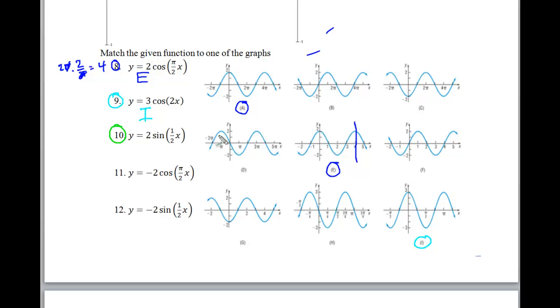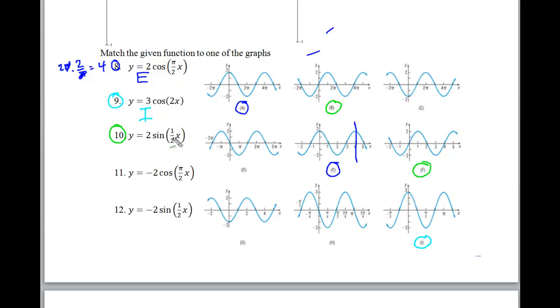Problem 10 is a sine wave that starts at 2. So let's look at all the sine waves here. That's a cosine. Here's a sine wave that has an amplitude that goes to 2. This is a negative cosine. This is a negative sine. This is another sine wave that goes up to 2 and starts at 0 there. And these two. So it's between B and F.